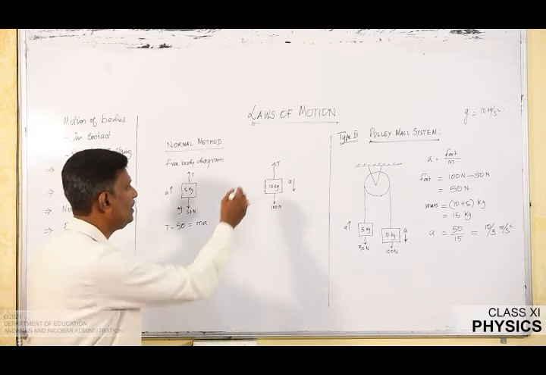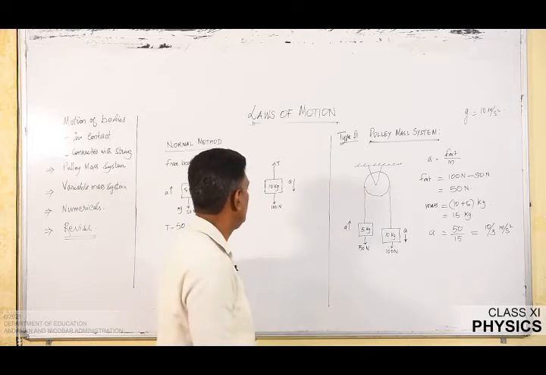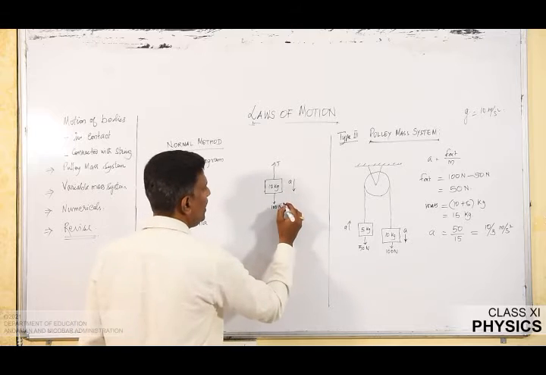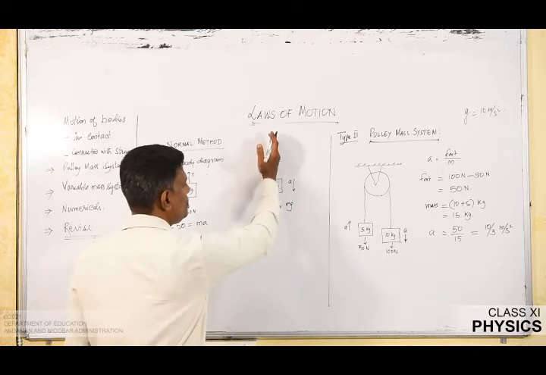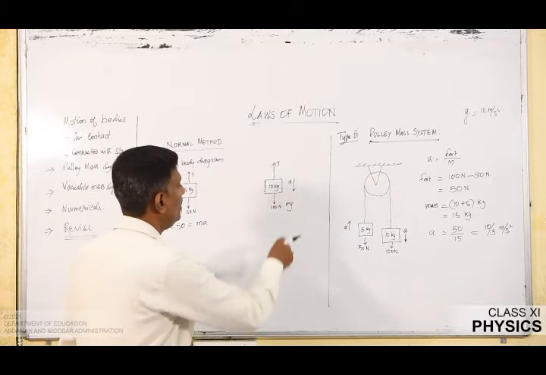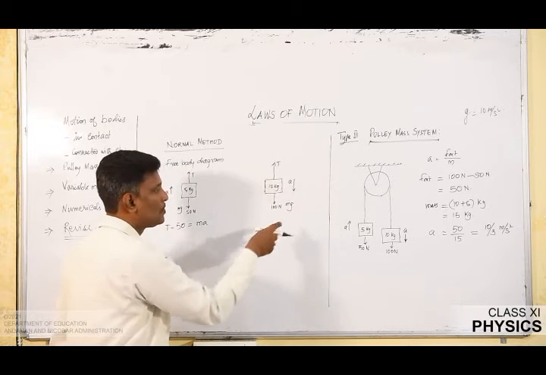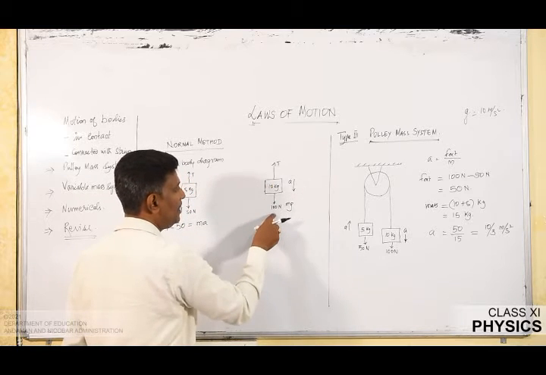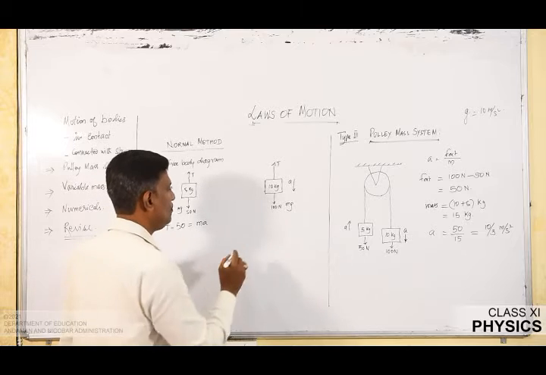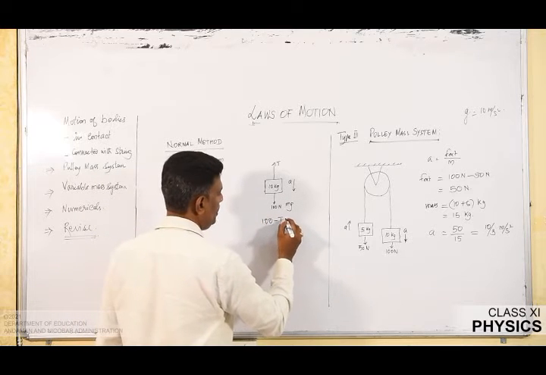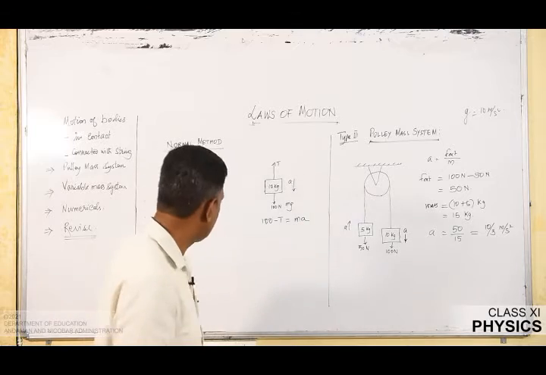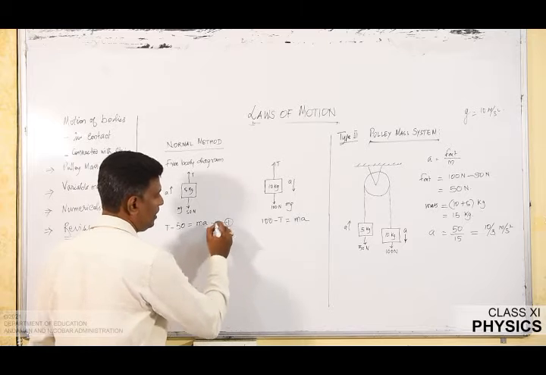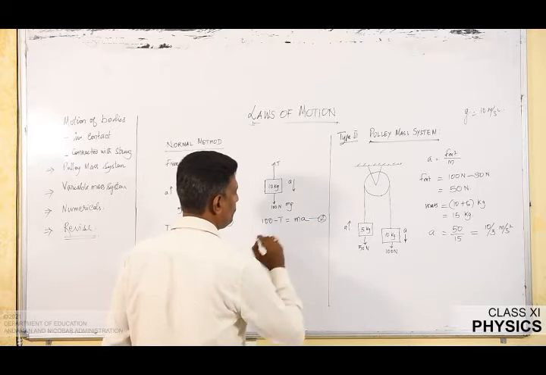T minus 50, that is in this direction, that is why we are taking T minus 50 is equal to ma. Similarly, in this case, that is 10 kg, the downward force is 10 into 10, 100 Newton, that is mg. What is the opposite direction? Tension. So the direction of the acceleration is downward, so we have to take reverse, that is 100 Newton minus T. So in the second case, it is 100 minus T is equal to ma. Let it be equation number 1 and this is equation number 2.